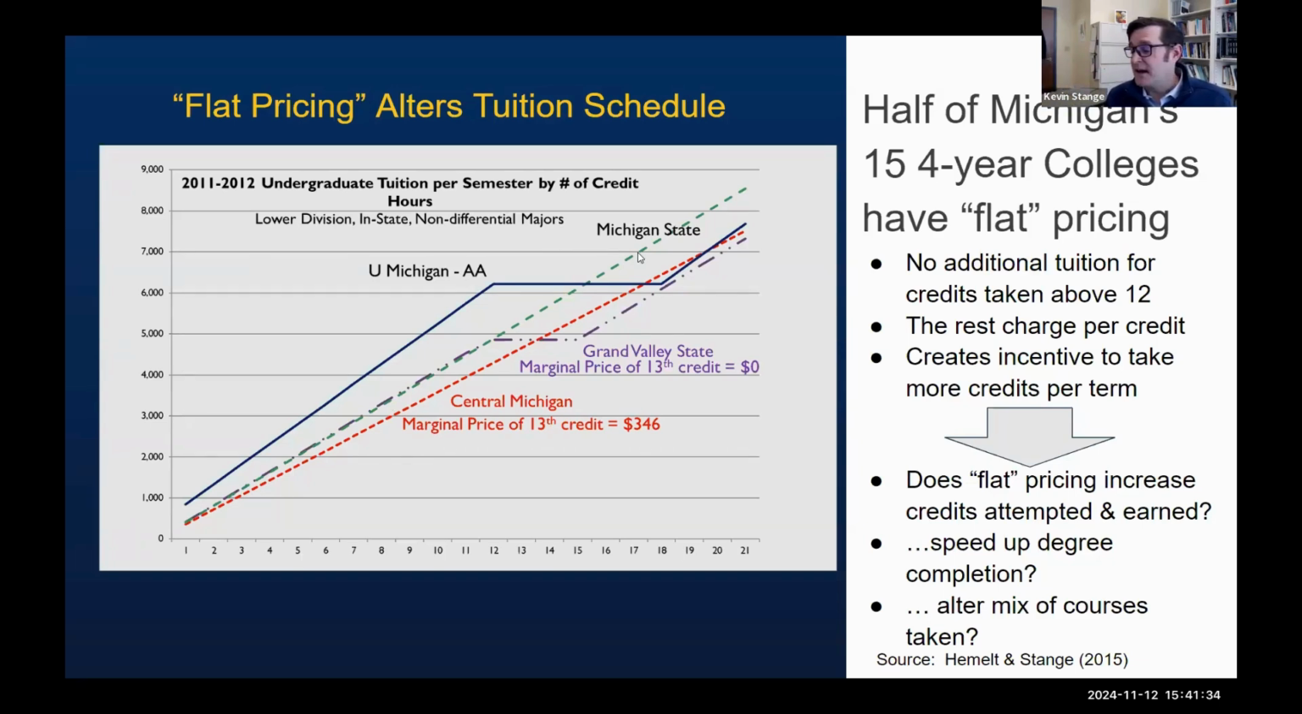We were interested, my colleague Steve Hemelt and I, in whether this incentive that is built into this pricing system to take more courses actually causes people to take more courses. Does it cause you to graduate faster? Does it alter the mix of courses that you took? You might think of this as a policy tool that you could use to speed up graduation and alter what courses people take.